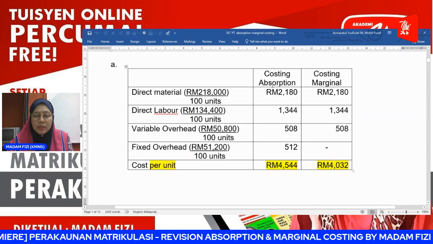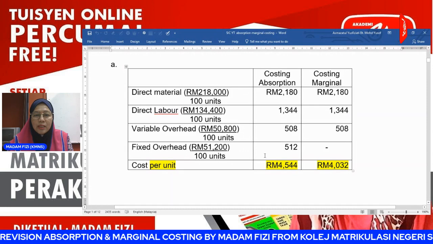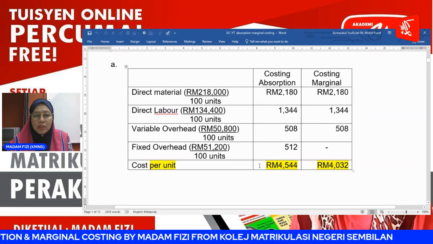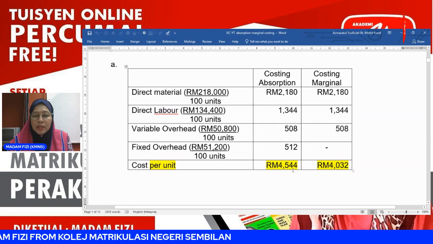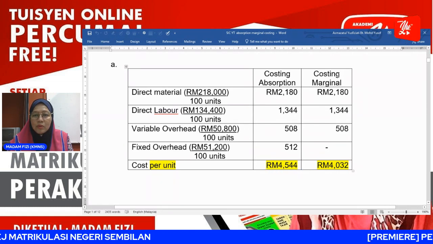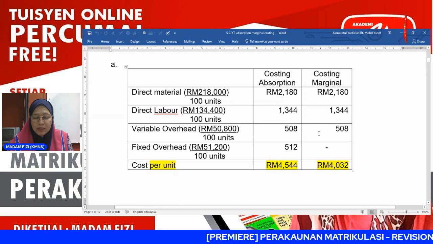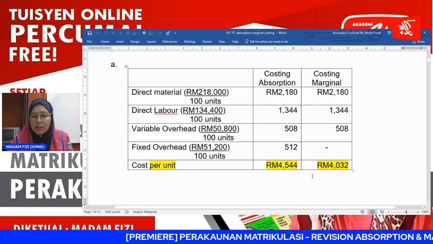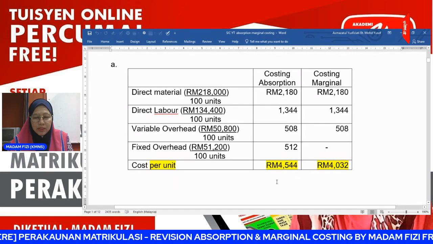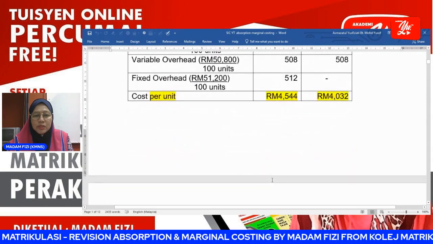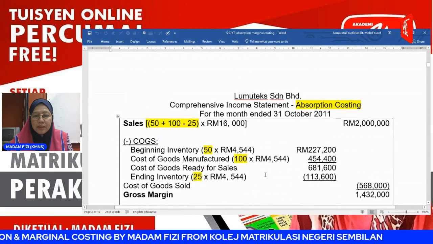For absorption costing, you have to include all these costs. Okay, so the total cost per unit is 4,544. But for marginal costing, don't include the fixed overhead. Okay, so the total 4,032 cost per unit. Okay, then we can proceed to prepare the comprehensive income statement.